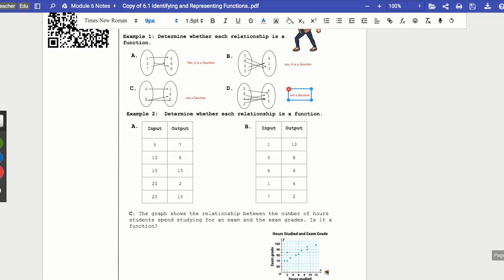So if I look at this example, 5 goes to 7, that's good. 10 goes to 6, that's good. 15 goes to 15, perfect. 20 goes to 2, and 25 goes to 15. So notice that 15 goes to 15 here, and 25 goes to 15. This is okay because every input has exactly one output. Even though the output is repeated, 15 is not going to 15 and to 2. 15 is only going to 15, and 25 is only going to 15. So A is going to represent a function.